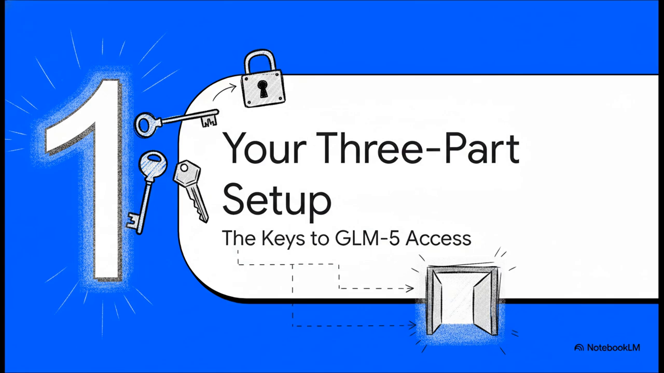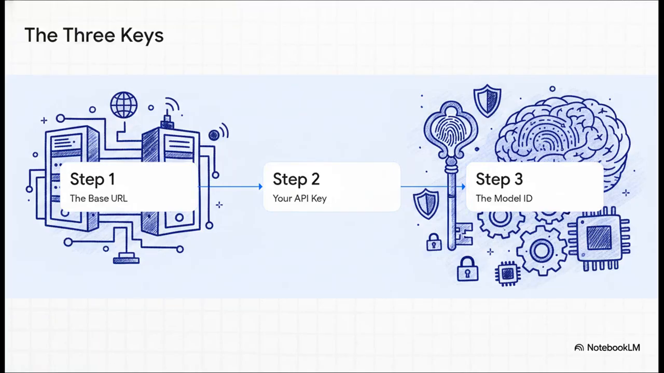The best part is, this isn't some super complicated, pull-your-hair-out kind of setup. All you need is just three simple pieces of information. Think of them as the keys to the kingdom. And here they are, the big three. First, we need the address of the API. That's the base URL. Second, we need our own personal password to get in the door, which is our API key. And finally, we just have to tell it what we're looking for, and that's the model ID.